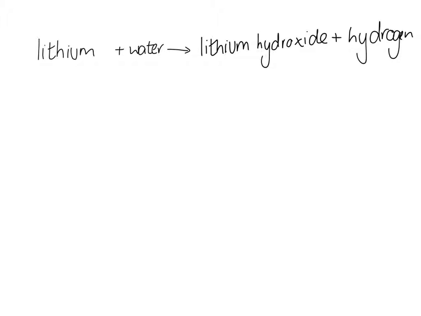The first step in writing a balanced symbol equation from a word equation is to convert each of the reactants or products into a symbol. So let's take them one at a time. So the first one is lithium. I looked at my periodic table and I see that the symbol for lithium is Li. So it's pretty straightforward for lithium.